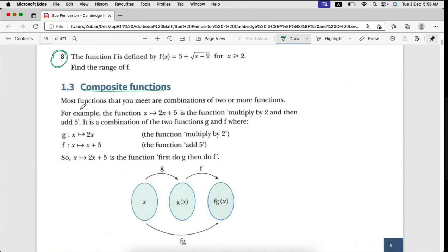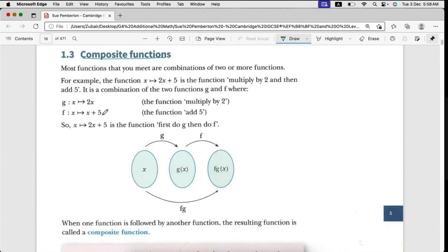Composite functions. Most functions that you meet are a combination of two or more functions. For example, the function of x is 2x plus 5. You remember in simple math, we were substituting those functions. That is a composite function. So we can cut the basics and jump to the question.